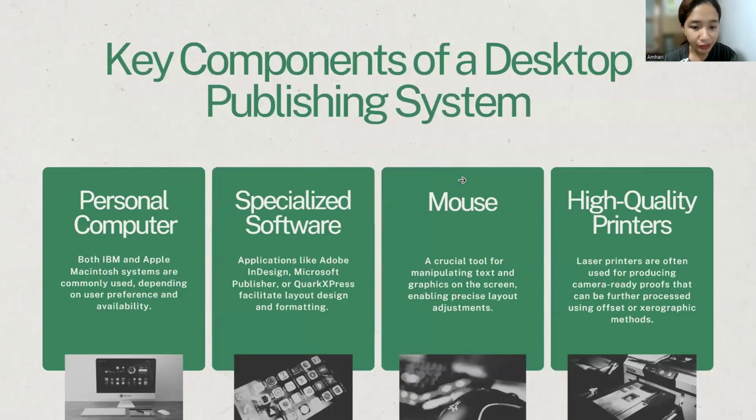Now let's break down what you need for a solid desktop publishing setup. These are the key components of a desktop publishing system. First, you must have a personal computer. You can choose between IBM or Apple Macintosh systems. And it's really up to you what you prefer or have access to.